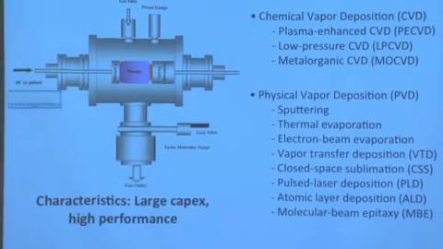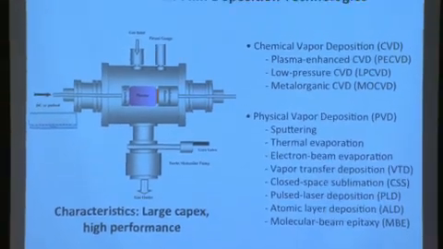Common growth methods. How do we make that sample of copper indium gallium diselenide, that thin film material that happens to be making its way around the classroom right now? How do we actually make it? Well, not only the material I just described, there are other materials as well. We'll talk about the general classes of growth methods.